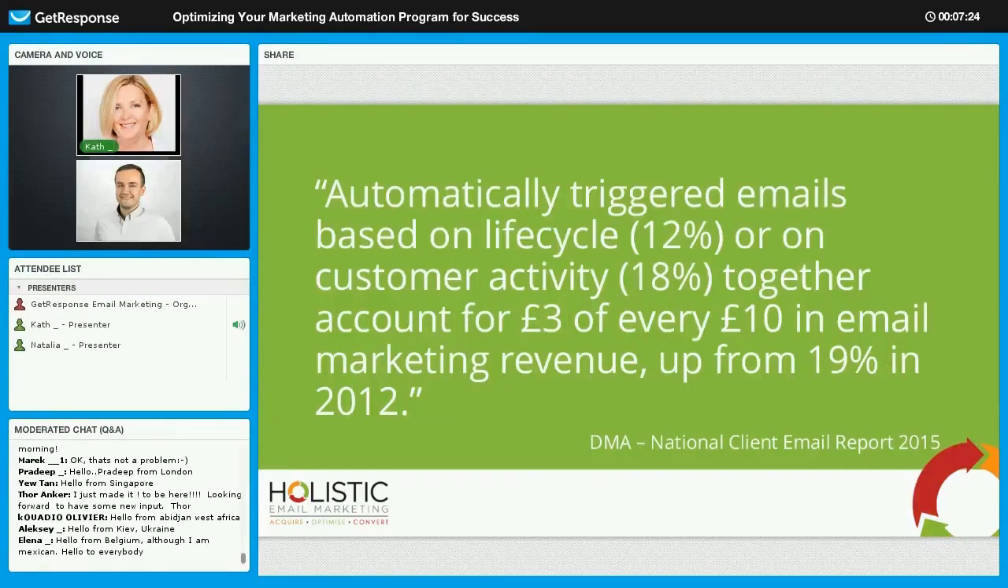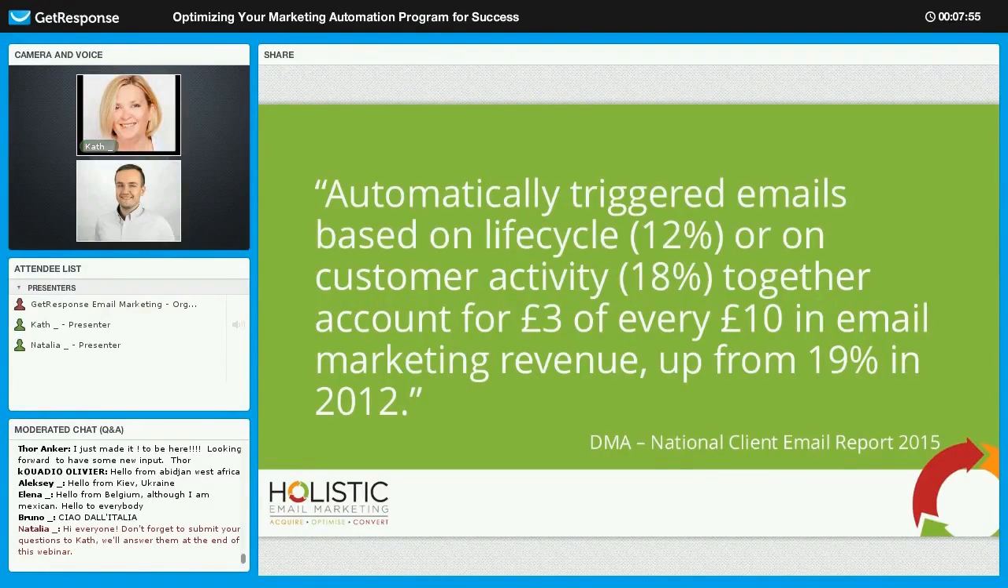And one of the things that we need to understand is that, in this other report, the DMA National Client Email Report 2015, they found that the automatically triggered campaigns based on the life cycle, which is what I just showed you that chart of, account for 12% of emails being sent out, and those based on customer activity, 18%. Together they account for £3 of every £10 in email marketing revenue.